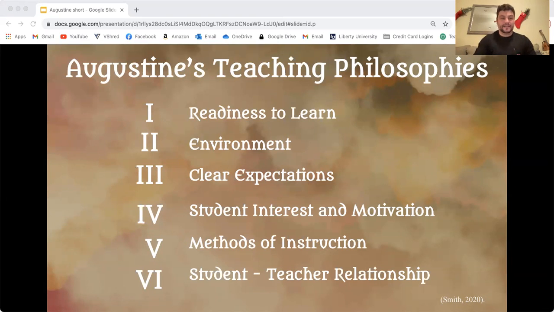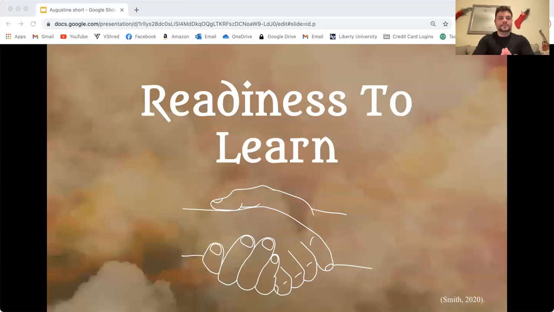So I'm going to dive right into this because I find this to be related to me, and I think to many educators. His top six are readiness to learn, environment, clear expectations, student interest and motivation, methods of instruction, and student-teacher relationship. So the first one is readiness to learn.